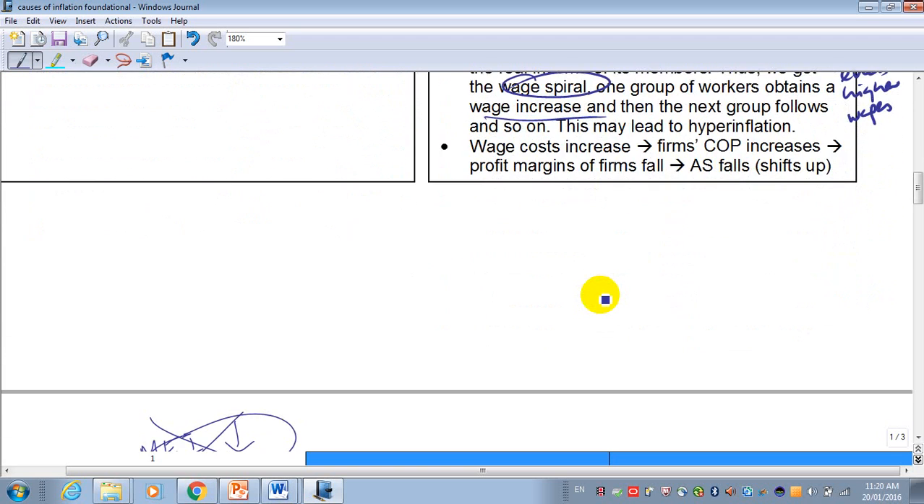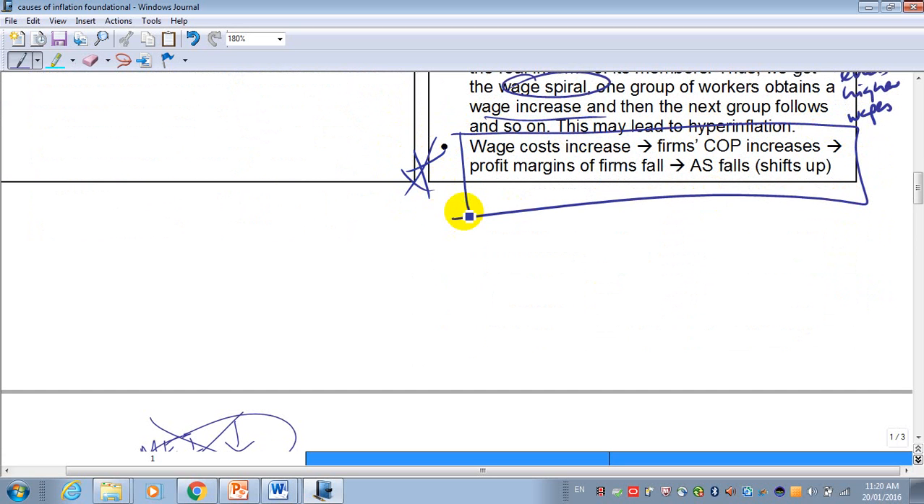Okay, now this line is absolutely essential. That is something that you must have in your analysis, in your work. All right. And there's a very high chance that you may have to write this in the A-levels. That when wage costs increase, this is going to cause the COP to increase, the profit margins of firms to fall, right? Why? Because when the costs increase, their profits will fall, right?